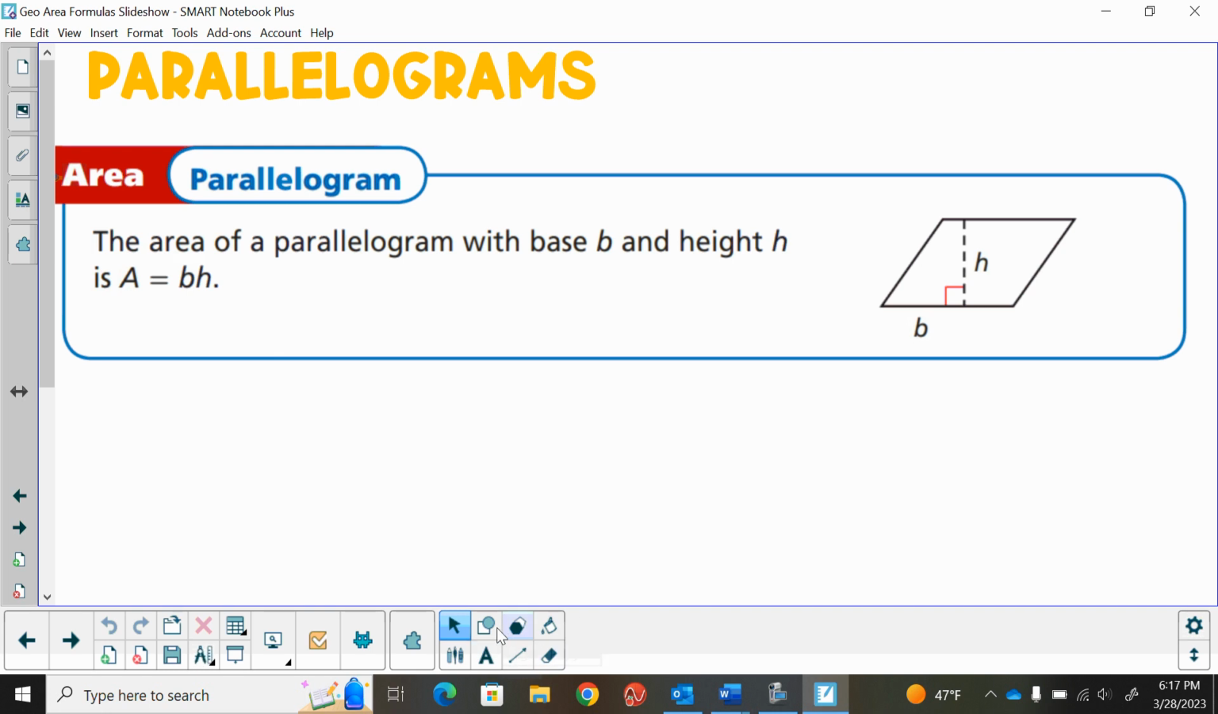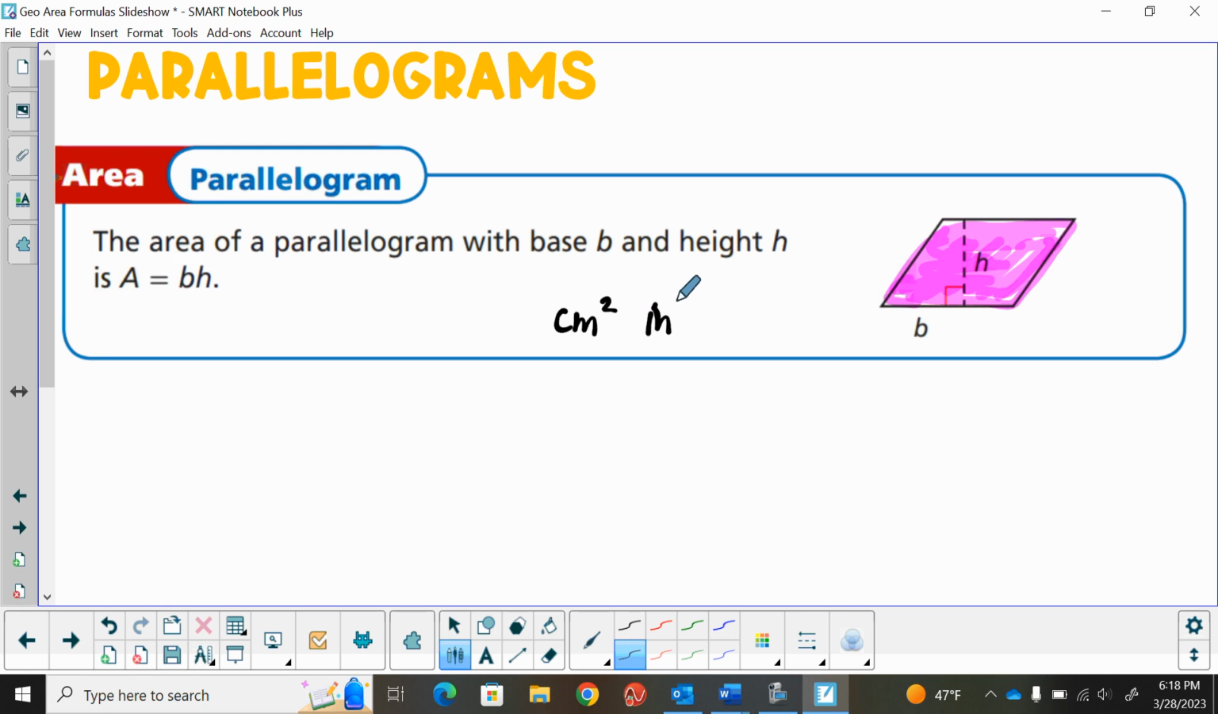And area is all of the space inside of a figure. So for example, in this polygon, if we wanted to know the area, we want to know, what's all this space inside. So if we were to color in this entire parallelogram, that would be representing the area. And area is measured in square units. So for example, we could have centimeters squared, inches squared, feet squared. You kind of get the idea, okay?